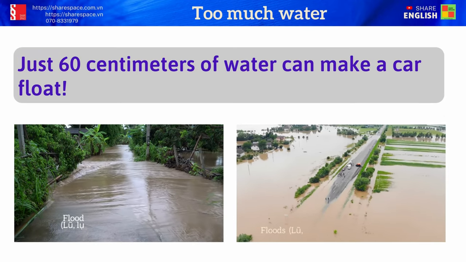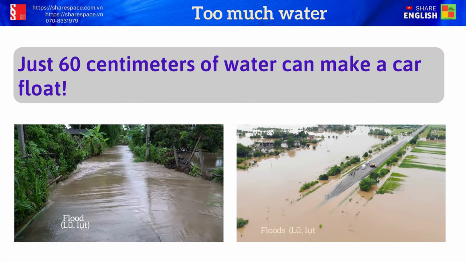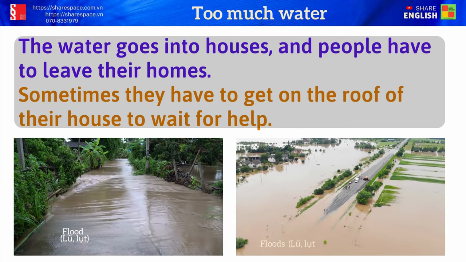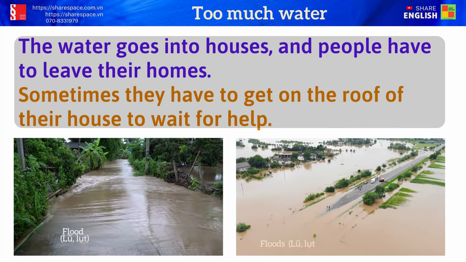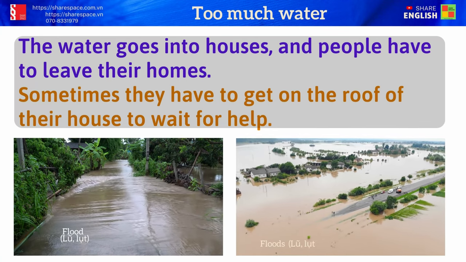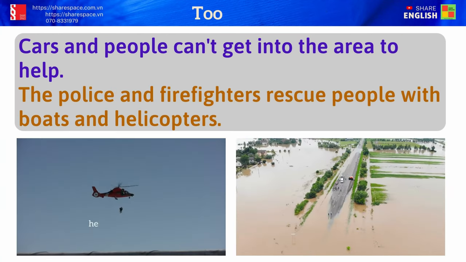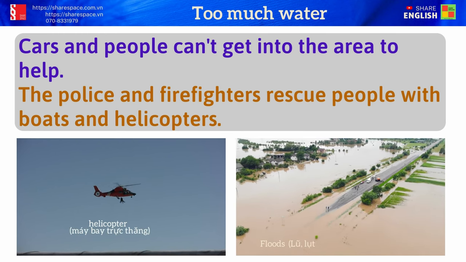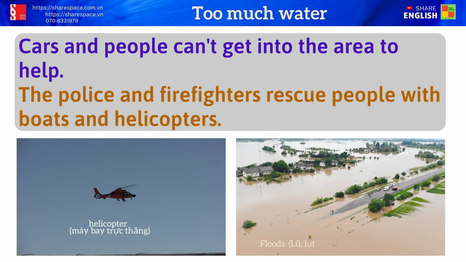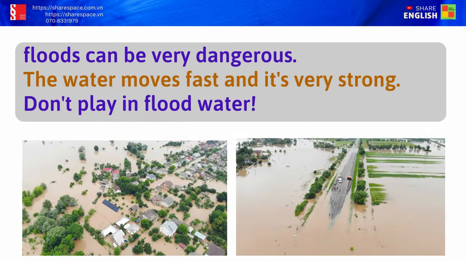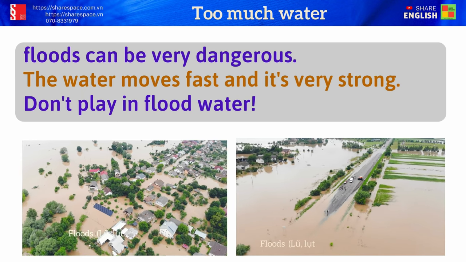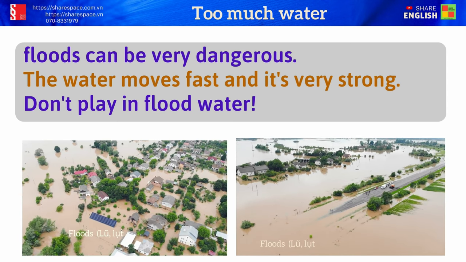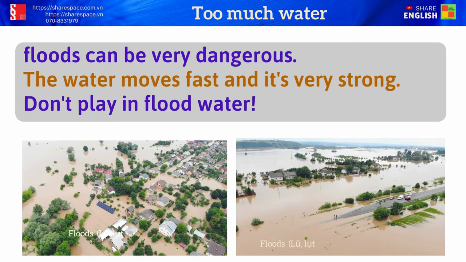Just 60 centimeters of water can make a car float. The water goes into houses, and people have to leave their homes. Sometimes they have to get on the roof of their house to wait for help. Cars and people can't get into the area to help. The police and firefighters rescue people with boats and helicopters. Floods can be very dangerous. The water moves fast, and it's very strong. Don't play in flood water.